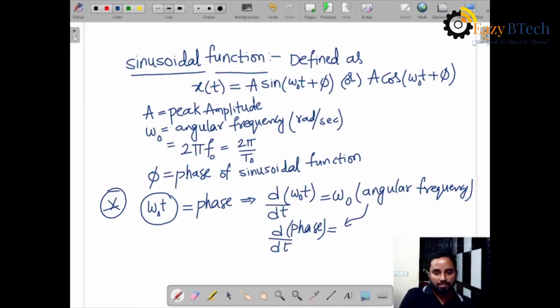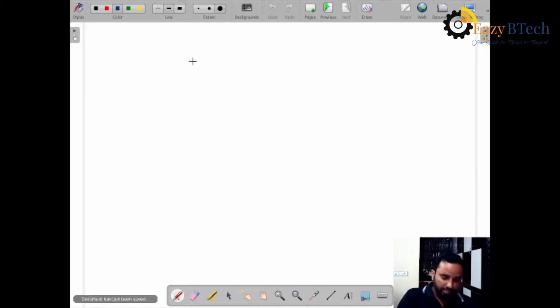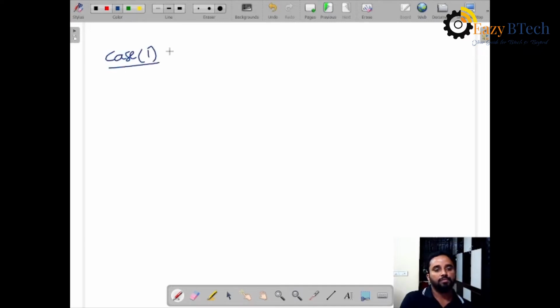Here, phi is called phase angle or phase of sinusoidal function. If phi is equal to 0, how is the sinusoidal function? Here I am taking 3 cases. Case 1: if phi is equal to 0, then the sinusoidal function x of t is A sine omega naught t.